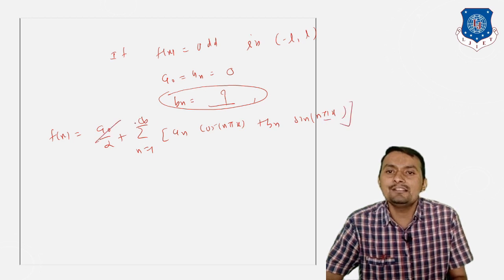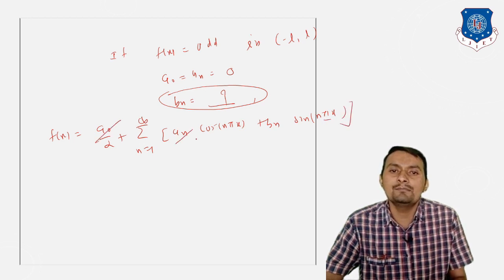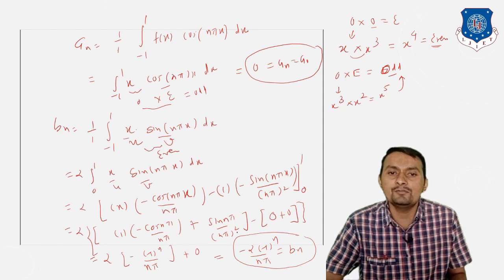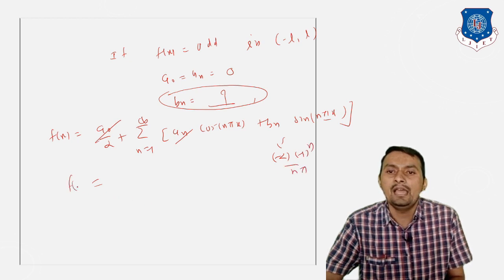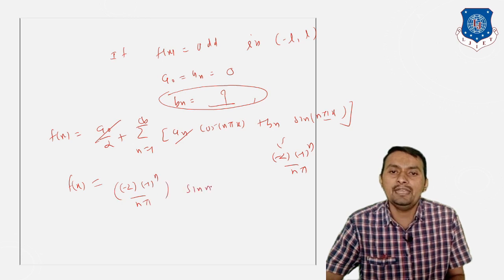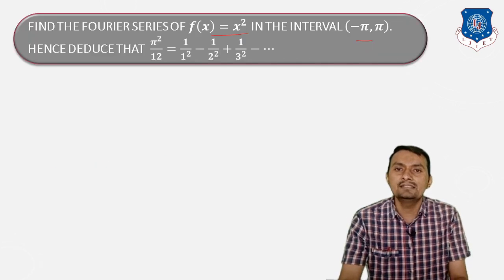But a0 is equal to 0, an is equal to 0, and bn is something there, and bn is minus 2 times minus 1 raised to n divided by n pi. So what we are going to get is f of x equals minus 2 into minus 1 raised to n divided by n pi into sine n pi x, and this is our required Fourier series. Now let's have a look at another question.